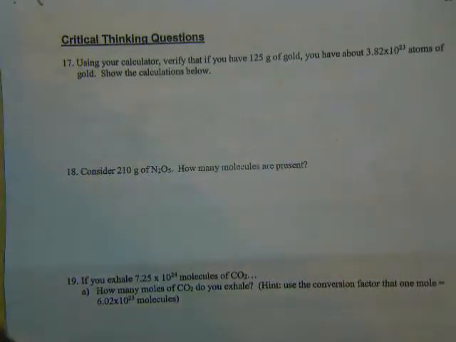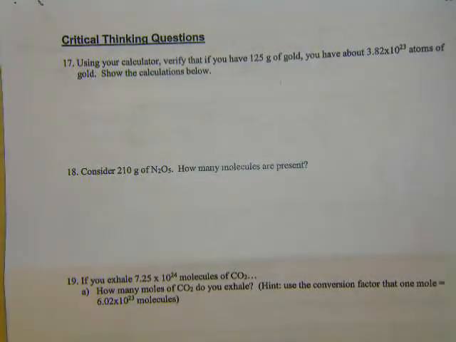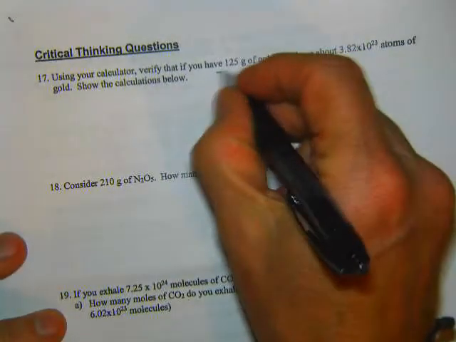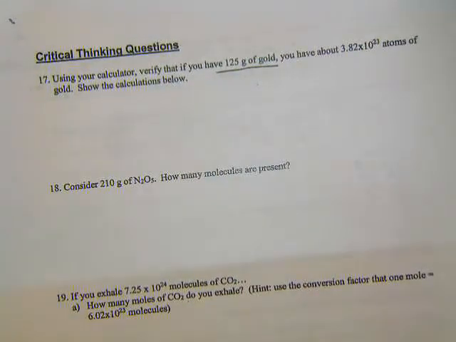And we're looking at mole conversions on here. I don't know why they tell you to use your calculator, but you're going to have to use a calculator. You've got 125 grams of gold, and you have about 3.82 times 10 to the 23rd atoms of gold. And we want to show that that is the appropriate answer here.